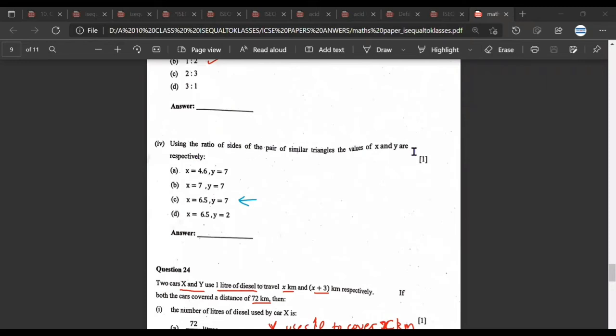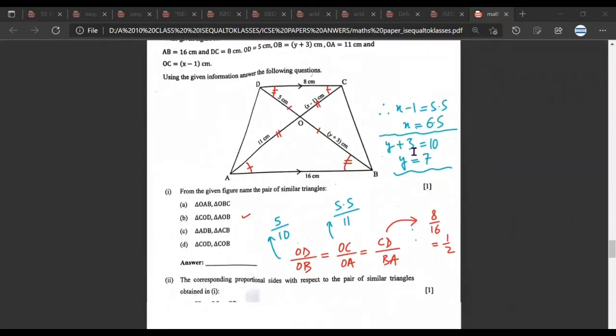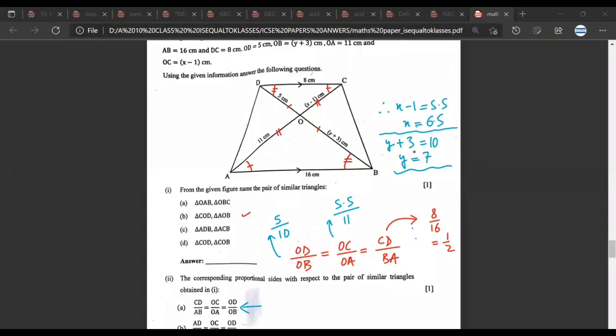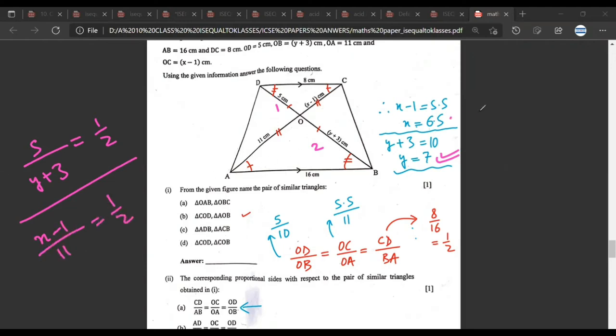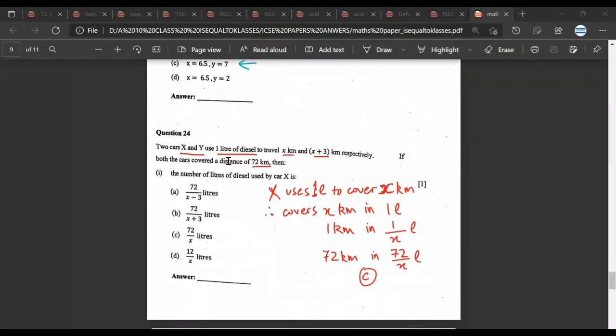Now, using the ratio of sides, find the value of x upon y. Just try to understand how you can do this question. See, this would be 1 upon 2. If this is 1 upon 2, so 5 upon y plus 3 would be equal to 1 upon 2. You solve for y, you will get the value of y to be 7. So y is done. Now this upon this, that is x minus y on 11 is 1 upon 2. Again you solve for x, you will get the value of x to be 6.5. Therefore C is the correct answer.